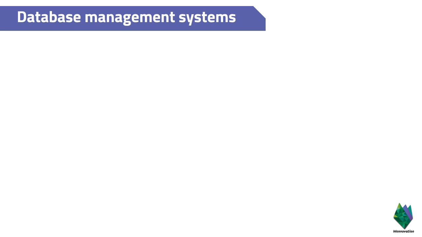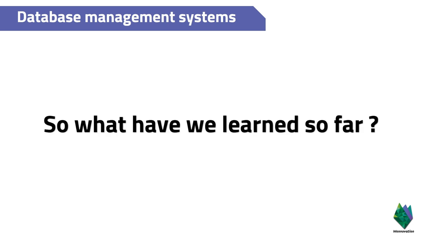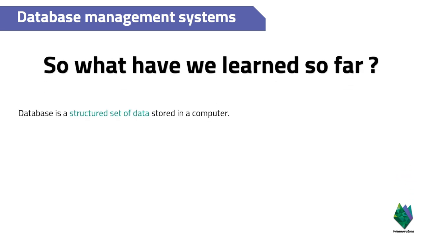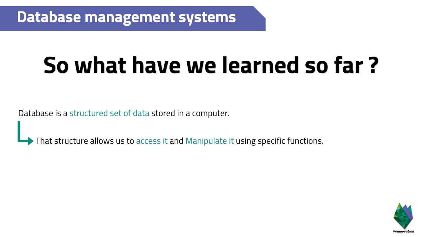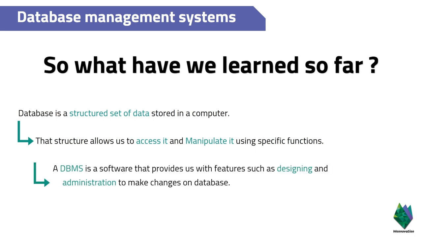So what have we learned so far? We've learned that a database is a structured set of data stored in a computer, and that structure allows us to access and manipulate it using specific functions. And a database management system is software that provides us with features such as designing and administration to make changes on a database. So a database management system is simply software that helps us implement those functions on that data structure.